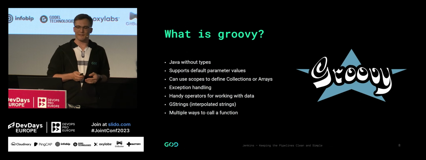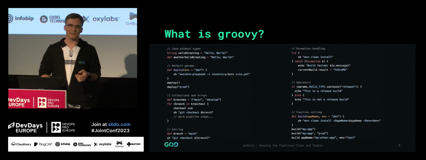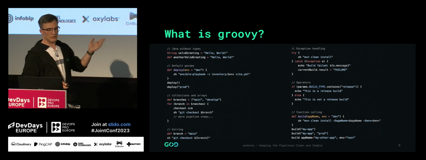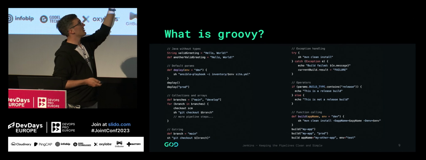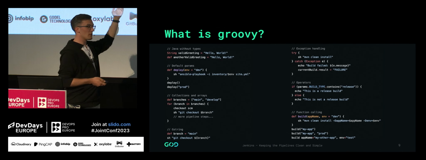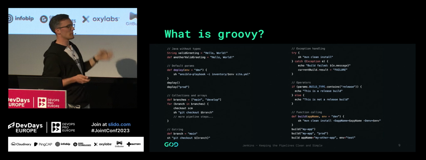And of course, you can have multiple ways to call a function. So let's see some examples. For example, you can define a greeting as a string, but you can also use just def, and Groovy doesn't care.